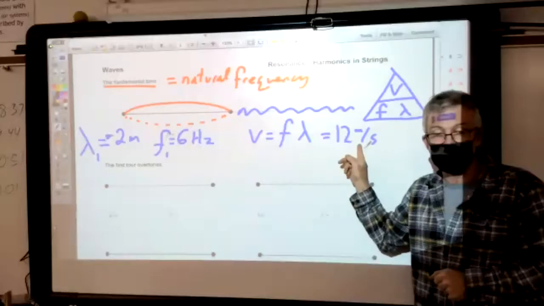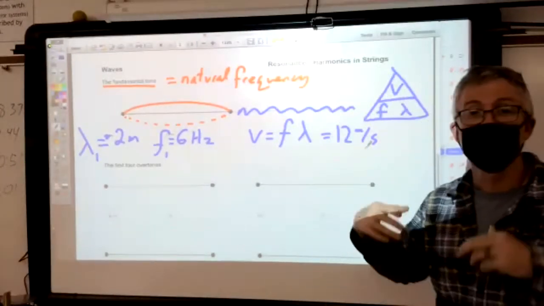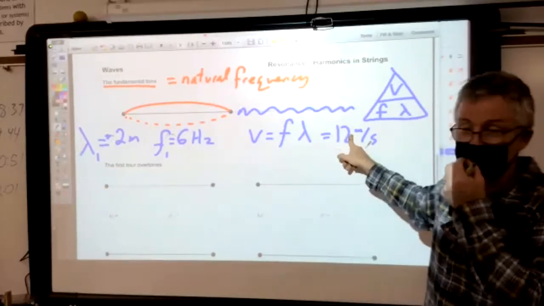This should stay constant for the string because for any wave, the speed of the wave is determined by the medium. So it's the same string no matter what the frequency is.